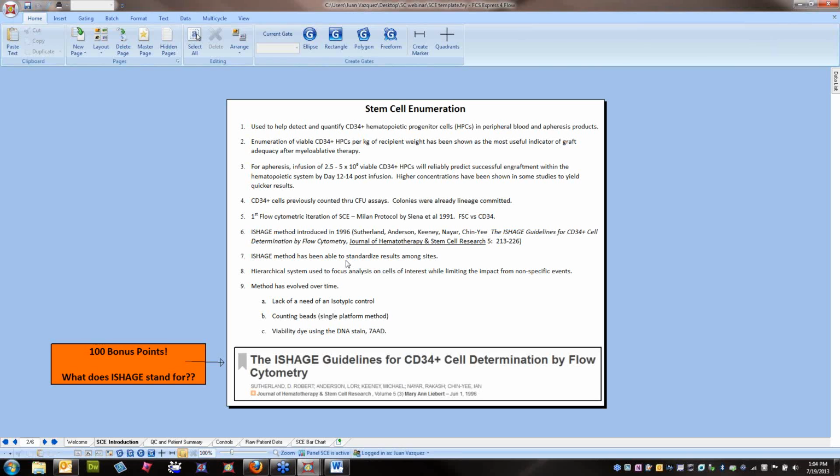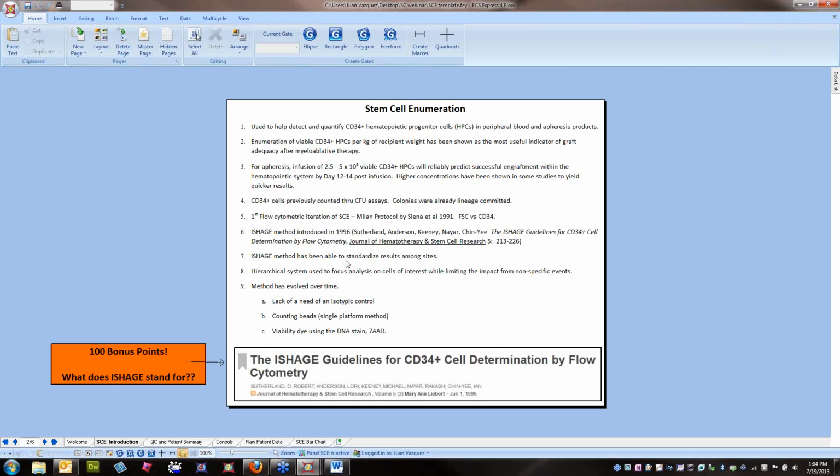After the introduction of the Milan assay, there were other variations of the assay that came along, specifically assays like the Sutherland method developed in Europe, the Bender assay, which eventually introduced the idea of having CD45 in there to further specify these cells. But in late 1995, there was a group called ISHAGE that introduced a stem cell enumeration committee, where the idea was that they'd like to provide a simple, rapid, and sensitive flow cytometric assay to quantitate these CD34 positive cells in peripheral blood and apheresis products.